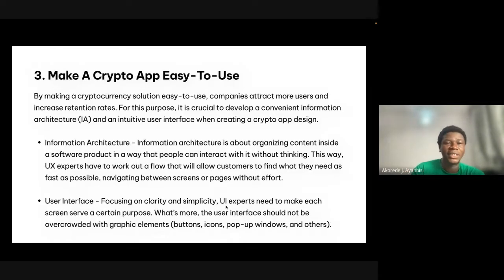The third one is make a crypto app easy to use. For me, this should be the top best practice, the most prioritized, I mean. And I think as a product designer or UI UX designer, one of our responsibilities is to design an app that is easy to use. We are creating this product with the mindset of making it easy to use, making the user experience better, making it seamless, right? So you should also be able to make a crypto app easy to use.